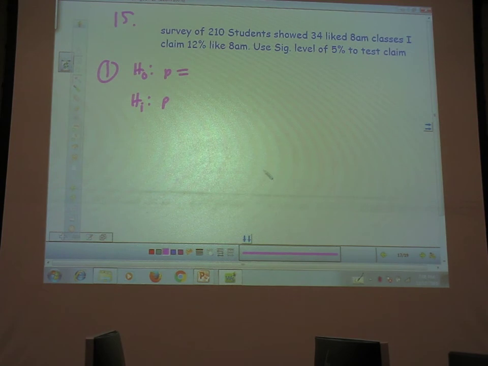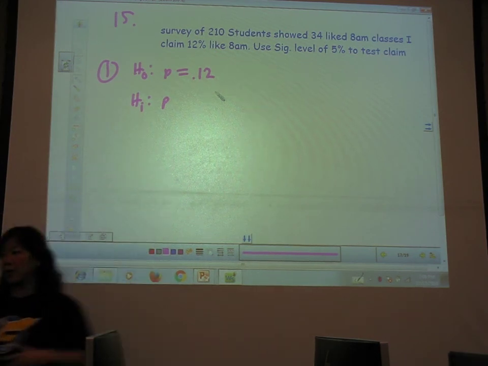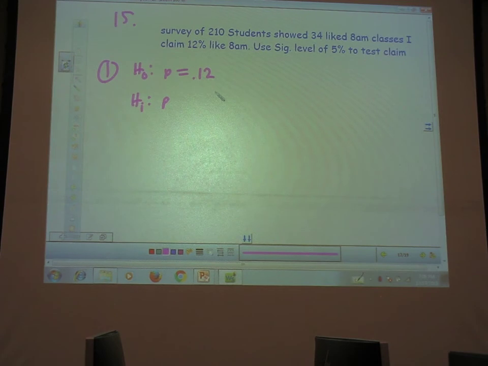So the H naught and the H1, my claim is always going to be H naught or H1. So that's always going to be where the claim part, the 12%, the numbers go there. Do you guys understand what I'm saying? Whatever you figure out your claim is, that's always the number that goes there. Since this is my claim, that means not equal is going to be H1.